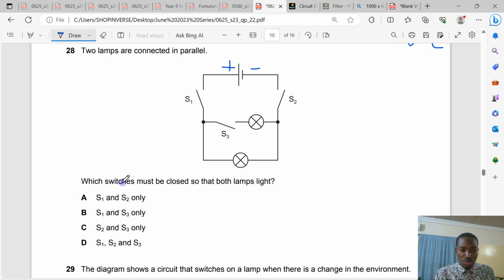Okay, so which switches must be closed so that both lamps light? All of them, S1, S2 and S3. That makes option D the correct answer.